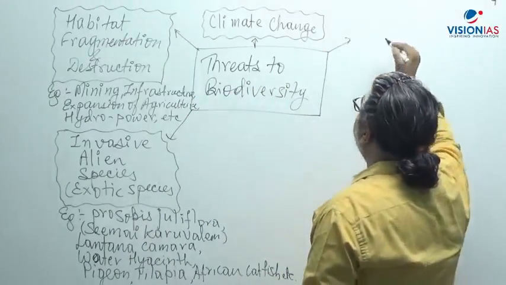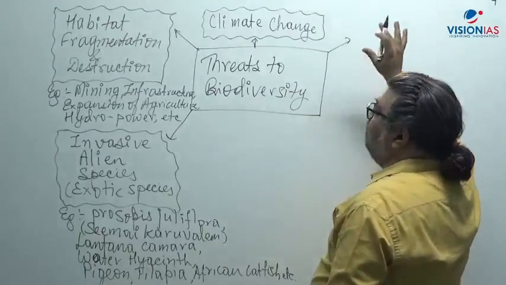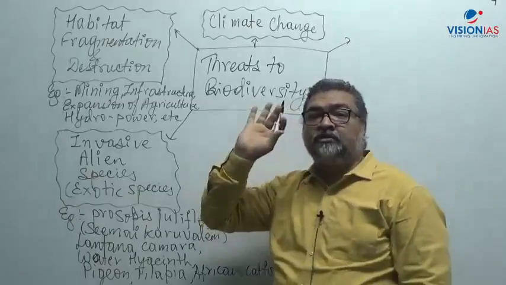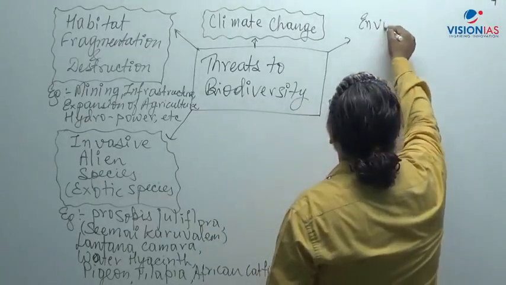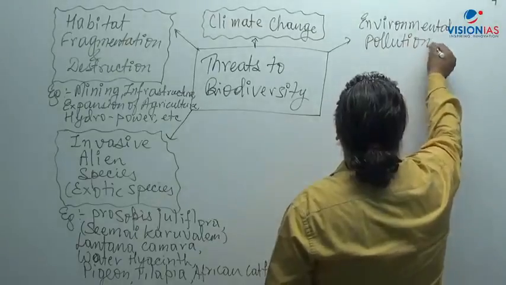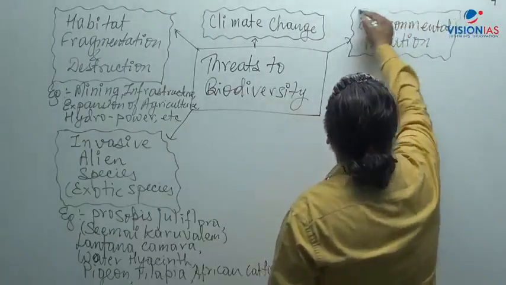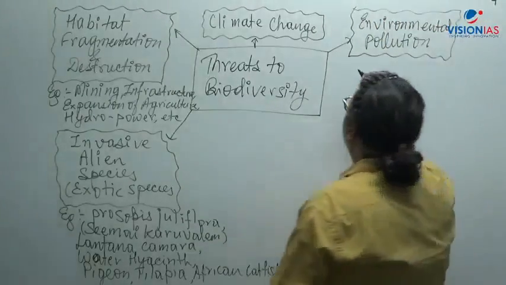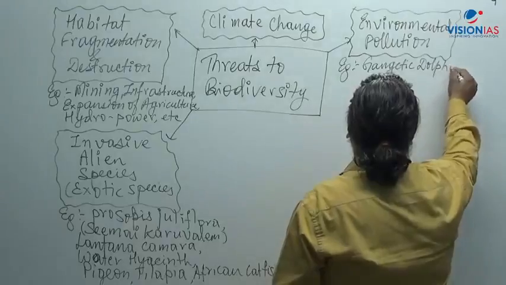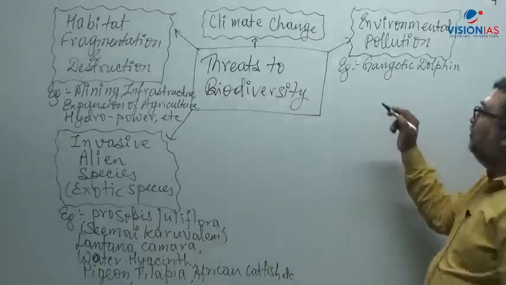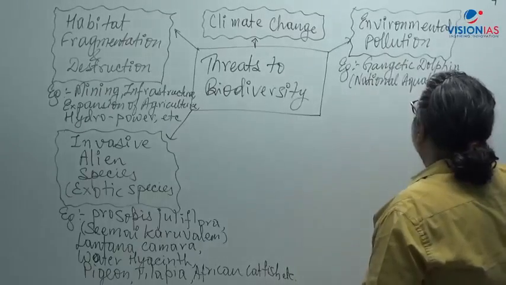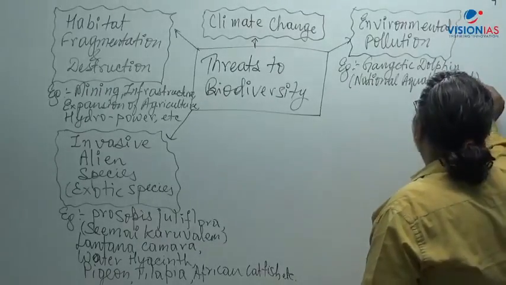Now, apart from that, there's another threat you all are aware of. It's another big problem happening worldwide, including India, that is environmental pollution, right? And climate change is also because of environmental pollution. Environmental pollution is also causing climate change, through greenhouse gas emissions. For example, you know the Gangetic dolphin, which is the national aquatic animal, right? Now, because of pollution of the river Ganga, this particular dolphin's numbers have declined.